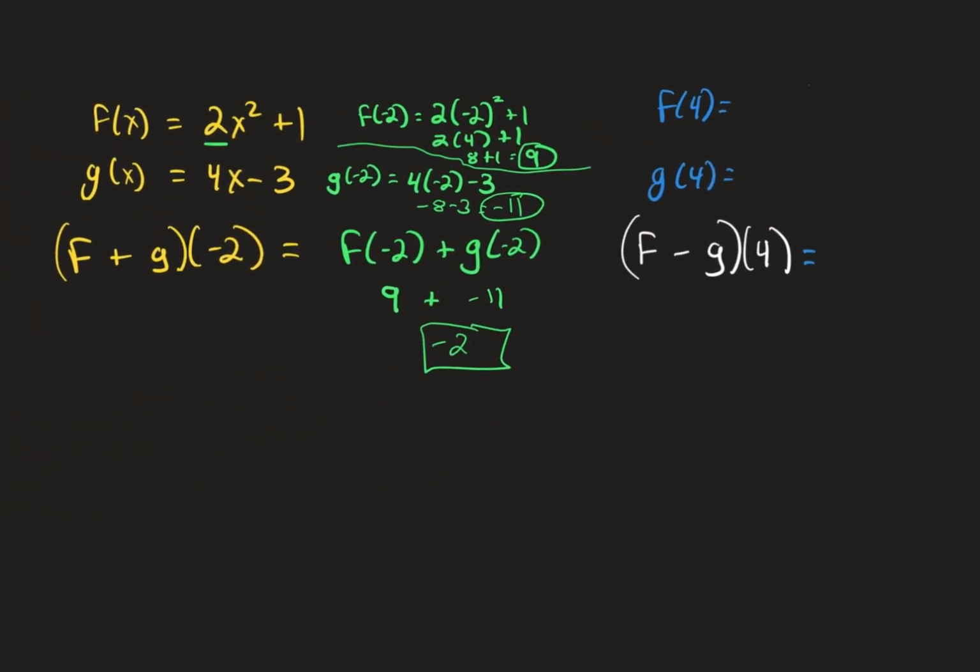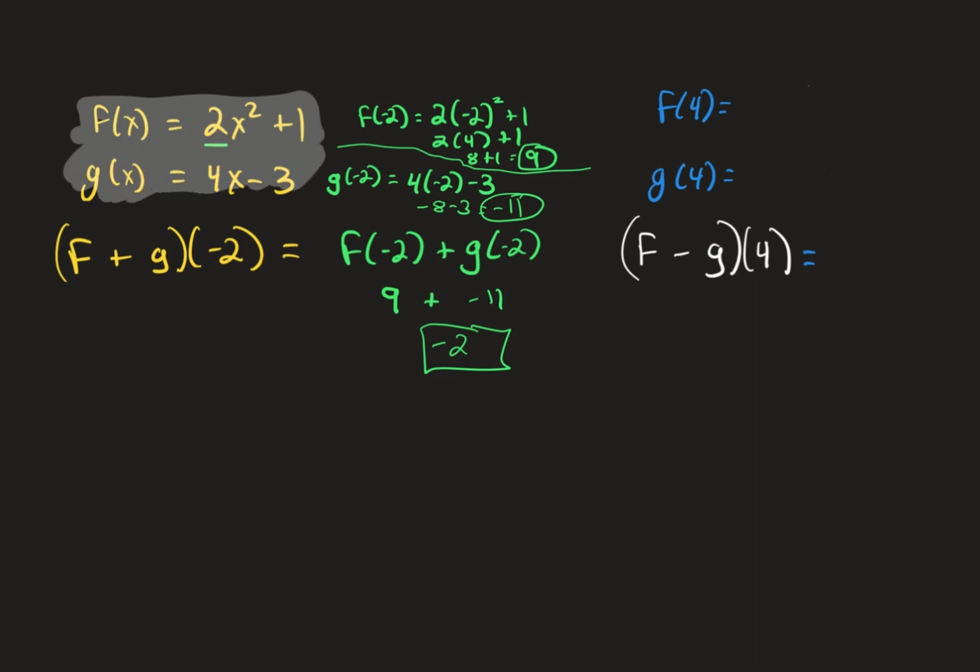Okay, so using those same two functions, f of x is 2x squared plus 1, and g of x is equal to 4x minus 3, see if you can find f minus g of 4. So use the two original functions that we used over here. Use these two to see if you can find f minus g of 4. Why don't you try it on your own? Kind of gave you a hint of what you should do.